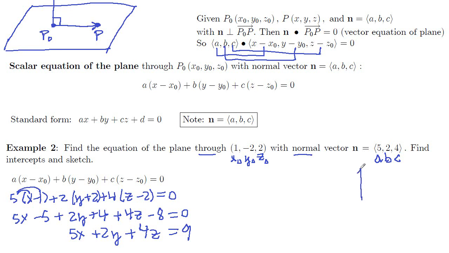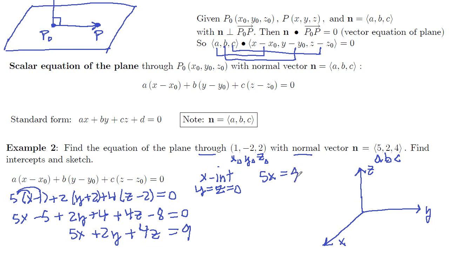So we've got our z-axis here, and y here, and x here. And so our x-intercept, to do your x-intercept, you're going to set y equals z equals 0. And so if y and z are equal to 0, this will be 5x, 2 times 0, 4 times 0 equals 9. So it's just 5x equals 9. And so x is 9/5.